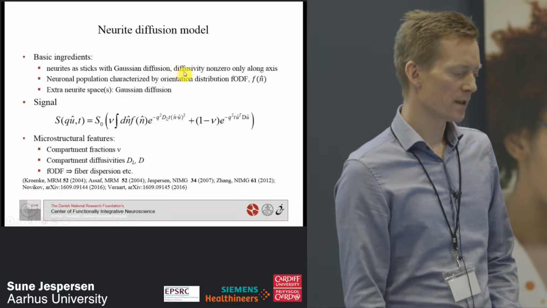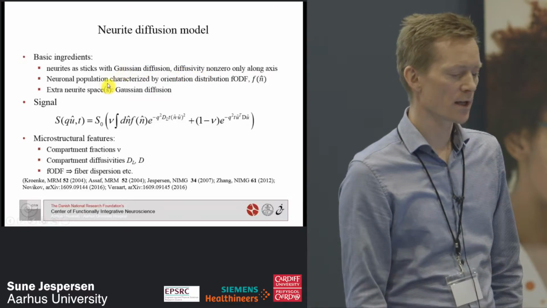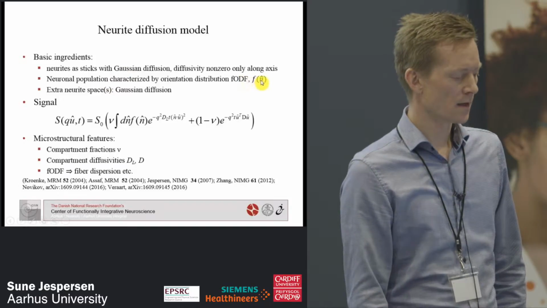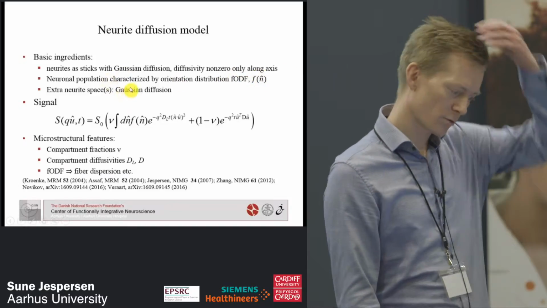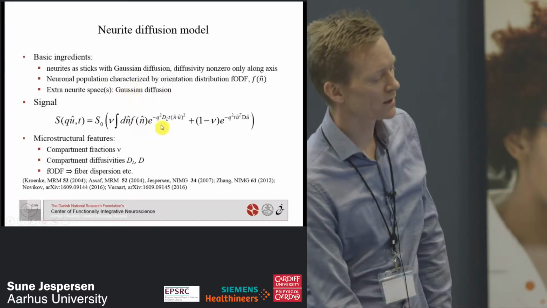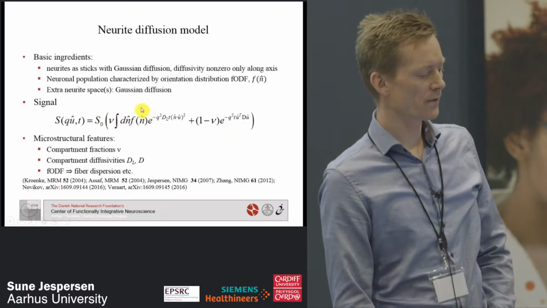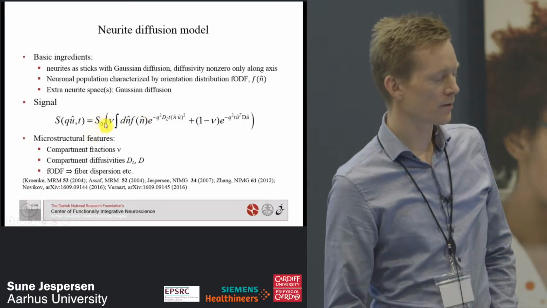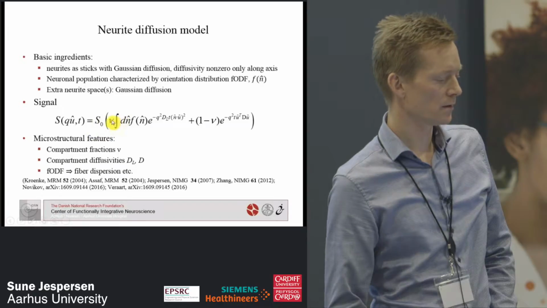And the neuronal population, or the neurite population, is characterized by an orientation distribution function, an f of n hat here. And in the extra-neuritic space, so to speak, we have a Gaussian distribution. So an example of how a signal could look would be like this. So we have an overall signal amplitude here. We have a neurite volume fraction, nu, here.